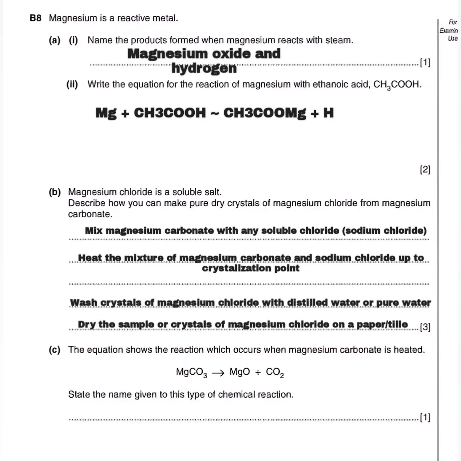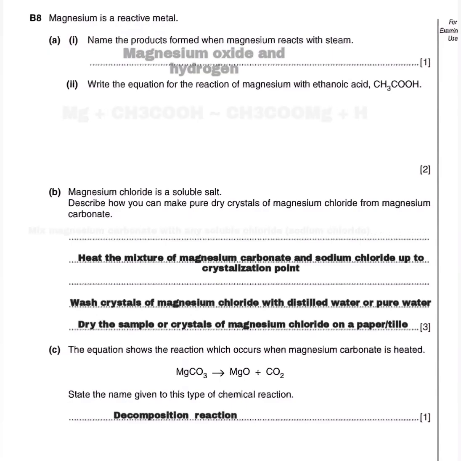Then as for C, it is saying the equation shows the reaction which occurs when magnesium carbonate is heated. So when a metal carbonate is heated, it is going to decompose to form a metal oxide plus carbon dioxide. So in this case here, magnesium carbonate is decomposing to form magnesium oxide plus carbon dioxide. Then the question is saying, state the name given to this type of chemical reaction. So this chemical reaction is called decomposition reaction.